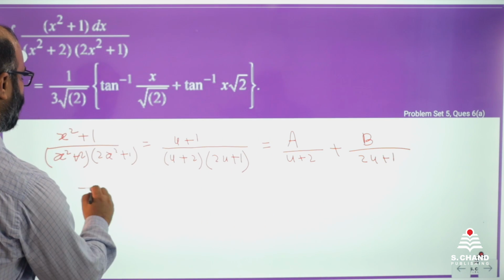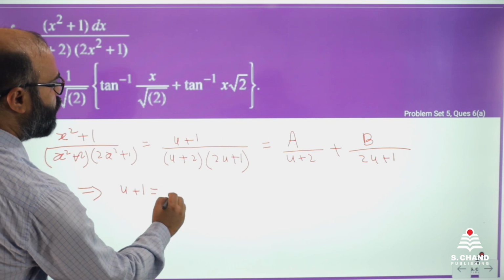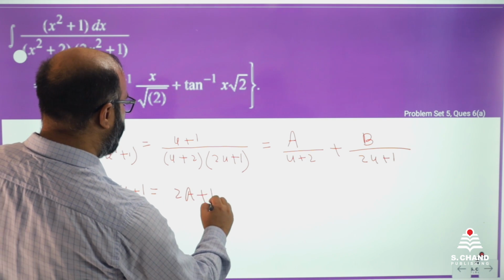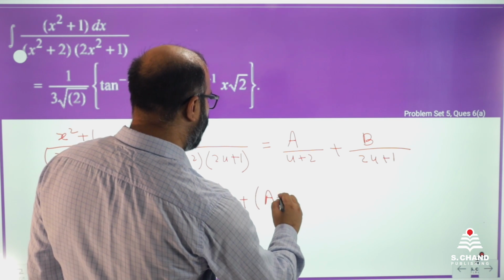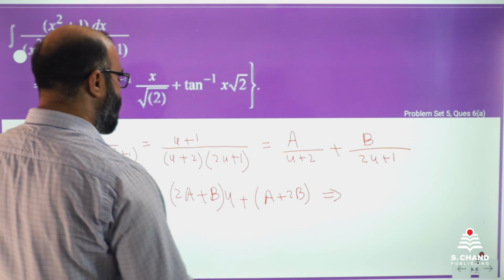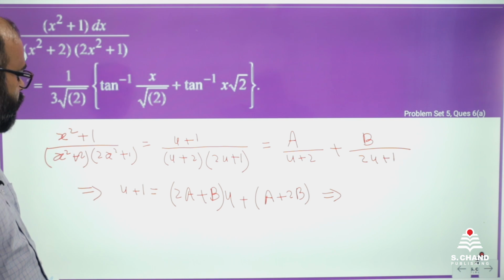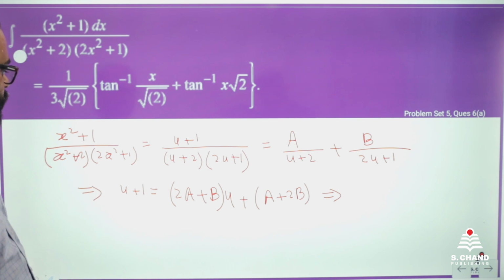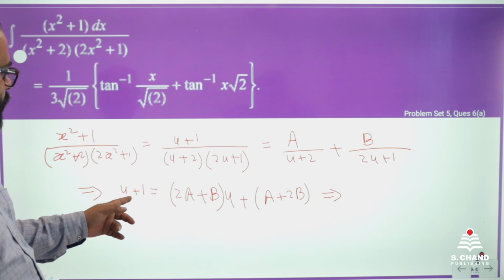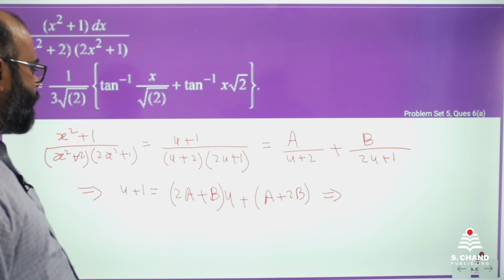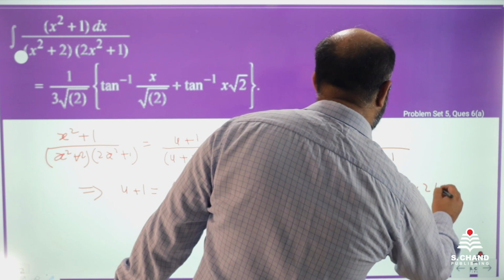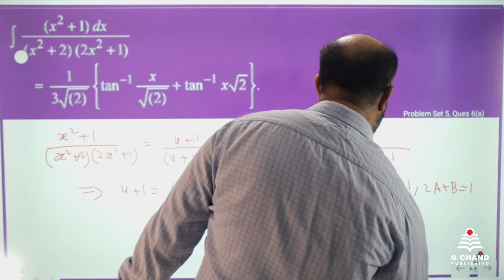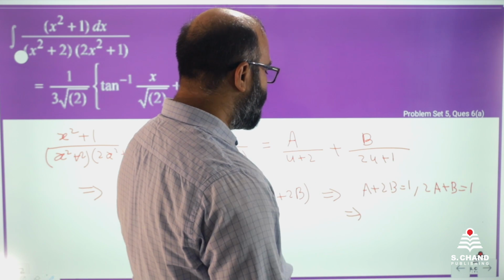Now when you take the LCM, you will get u plus 1 is equal to (2a plus b) u plus a plus 2b. Now if you see here, what are the values which you are getting? So when you put u is equal to 0, a plus 2b is equal to 1, and similarly 2a plus b is 1. So a plus 2b is also 1 and 2a plus b is also 1, which will give you the values of a and b. So what will be the values of a and b?